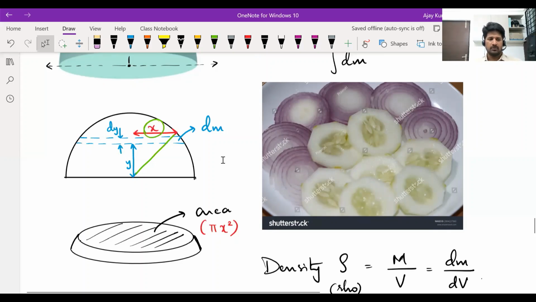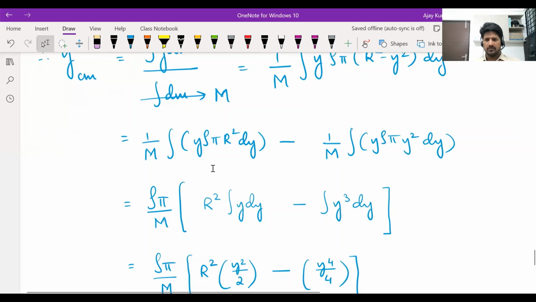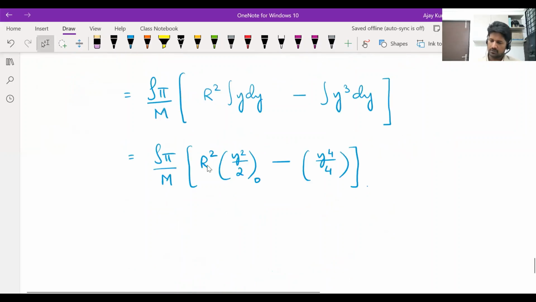Aishwarya, what will be the limits for y? 0 and... R, sir, radius. Okay. The last disk will be at the height r. Correct. 0 and r. So those are the limits that we are going to substitute, 0 to r in both the integrals. So what does it become?